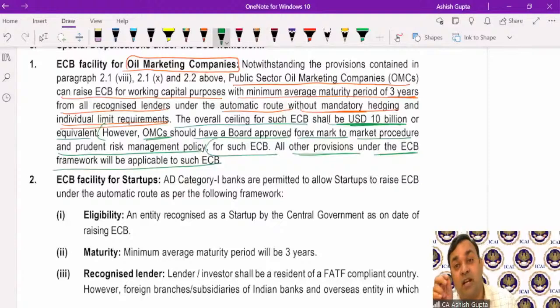Maybe the examiner will ask a 2 marks question, for example: for any other company there is a time period of 5 years, 1 year, 10 years, 7 years. But for an oil marketing company, what is the minimum average maturity period, MAMP? It is 3 years only.